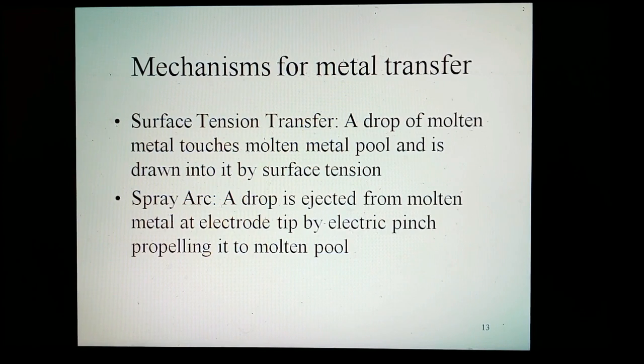Two of many examples include surface tension transfer. The drop of molten metal touches the molten metal pool and is drawn into it by surface tension. Spray arc. The drop is ejected from the molten metal at the electrode tip by an electric pinch propelling it to the molten pool.